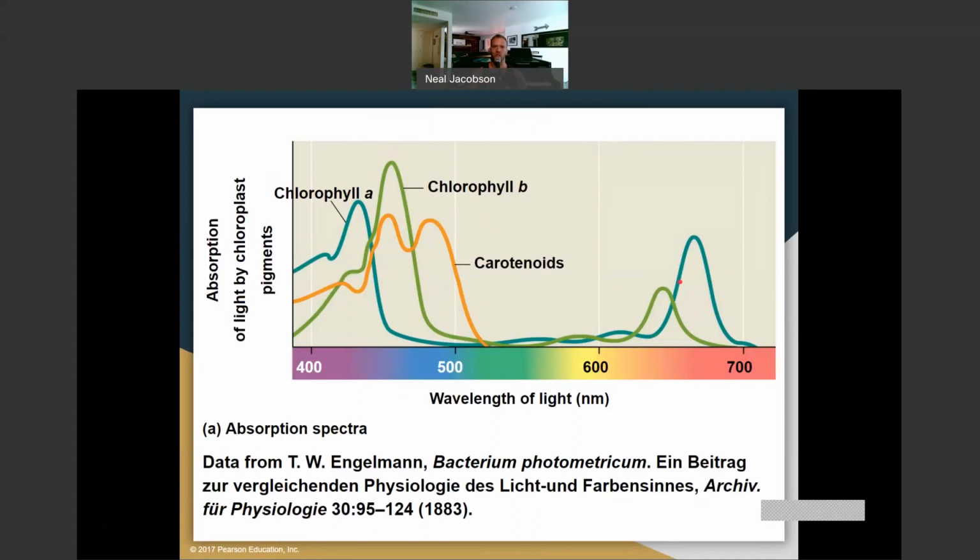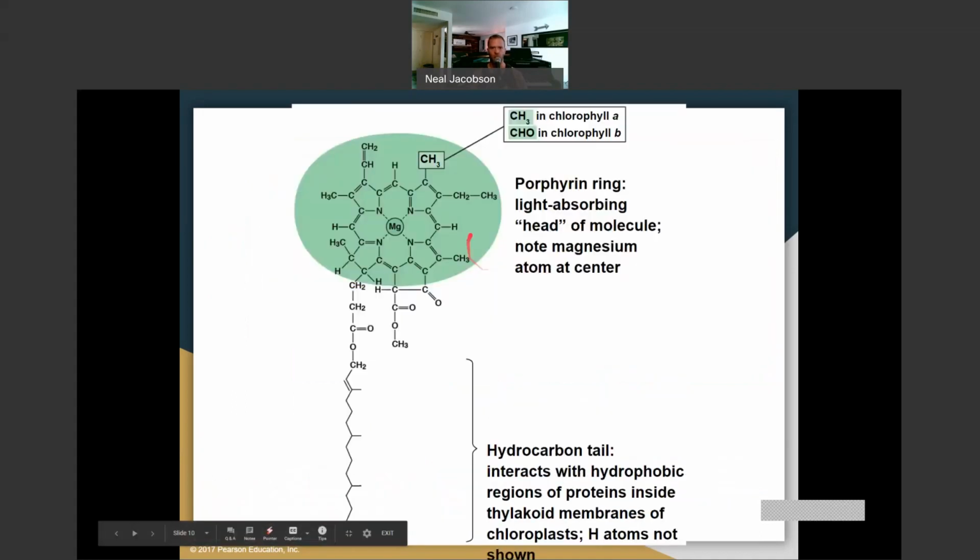And so what this shows us is that no green light is actually used or absorbed by the pigments in the plant, which is what makes them green. All right, so this is a porphyrin ring. It's a light absorbing molecule.